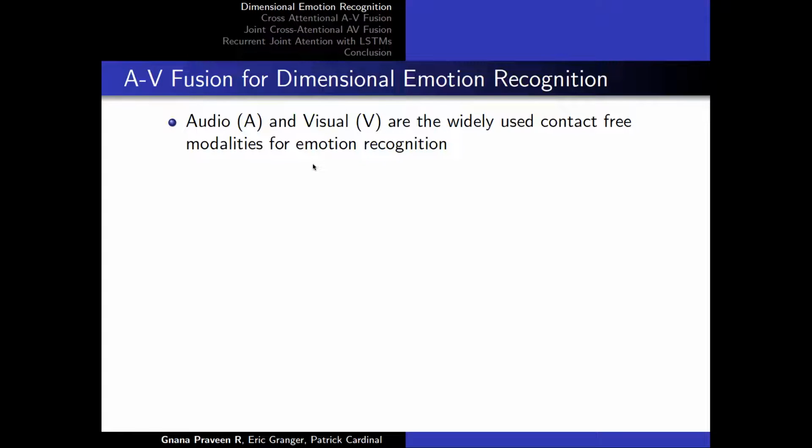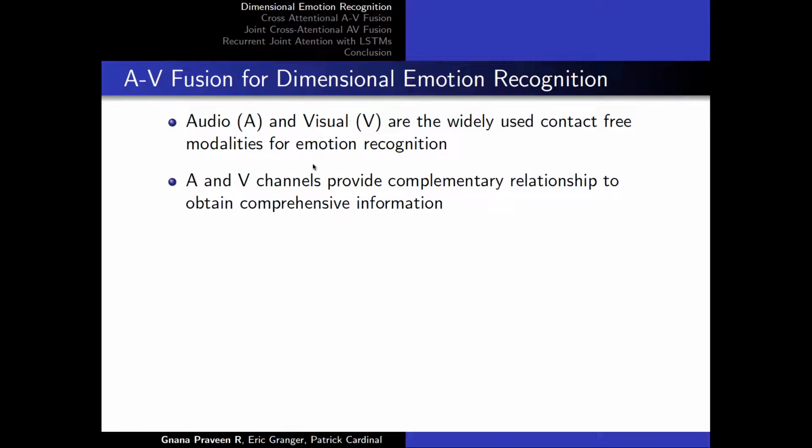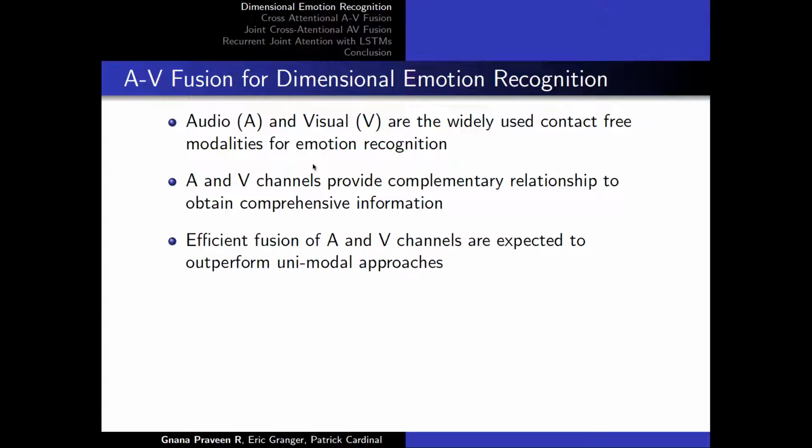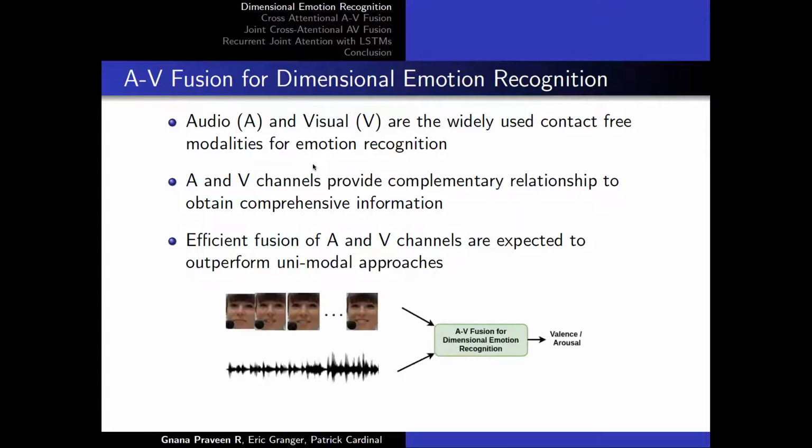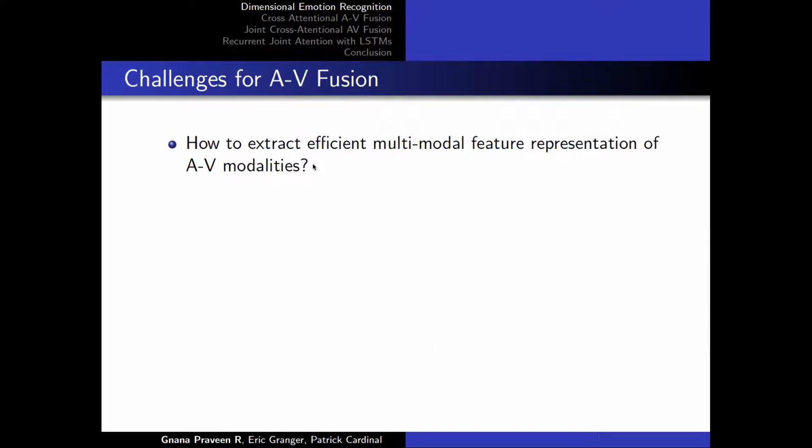Audio and visual are the major modalities which have been explored for many applications, including emotion recognition. Audio and visual modalities have a complementary relationship. For example, in some video clips we might have rich visual information but not rich audio information, and vice versa. So how can we capture this complementary relationship across the audio and visual modalities? By effectively fusing the audio and visual modalities, we are expected to have improved performance compared to unimodal approaches. This is how we extract the facial clips, and we have the audio channel, and we feed that to our emotion recognition block, and we get the output.